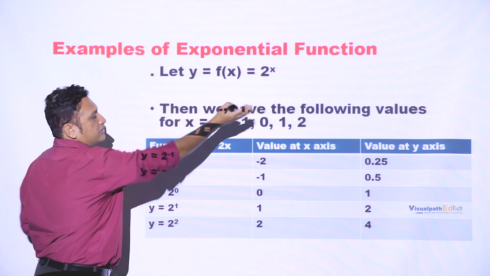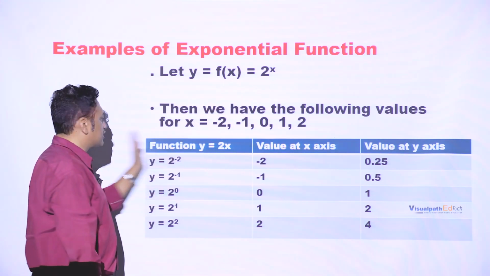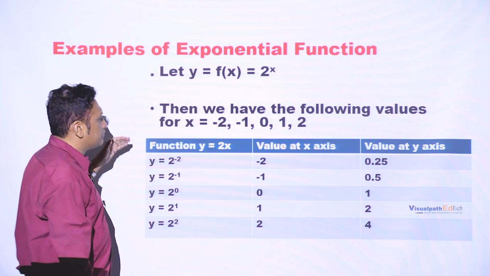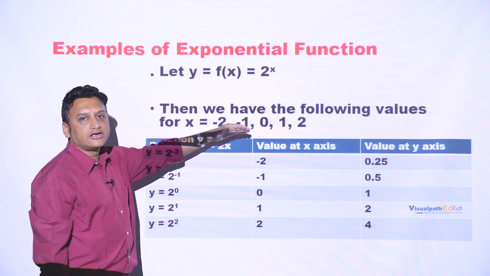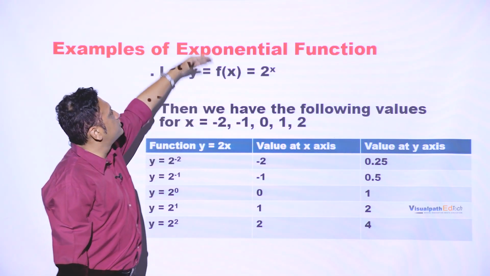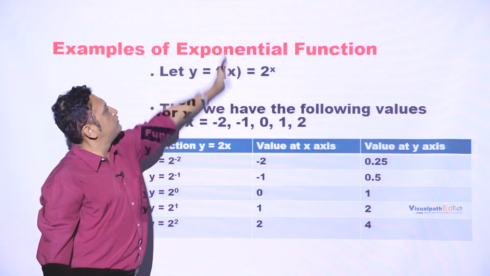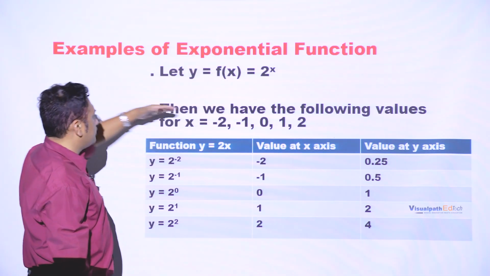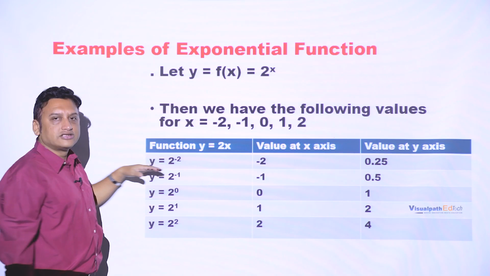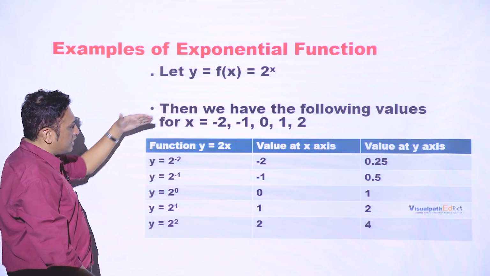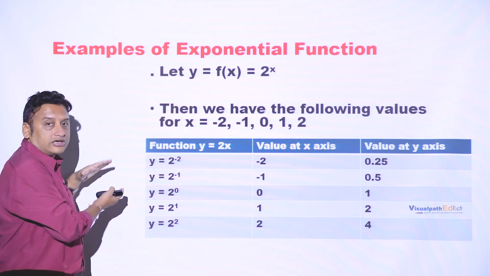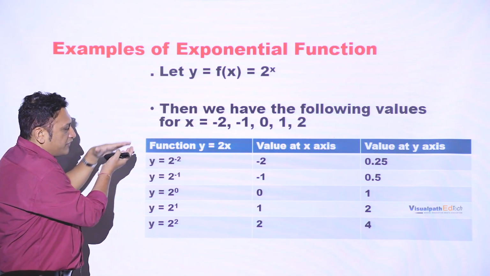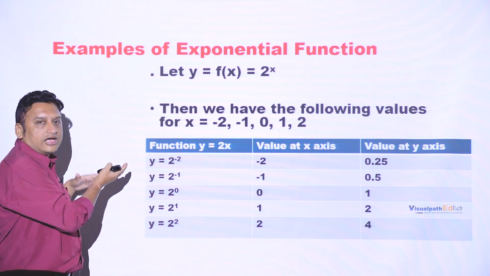On the right hand side, we have the positive values of x. On the left hand side, we have the negative values of x. The more we move towards the right hand side of the x axis, the y values will be higher. So, the curve will move like this, and the more we come towards the negative values of x, the curve is going to come down and down and down. It will not touch the x axis, but it will come very, very close to the x axis.